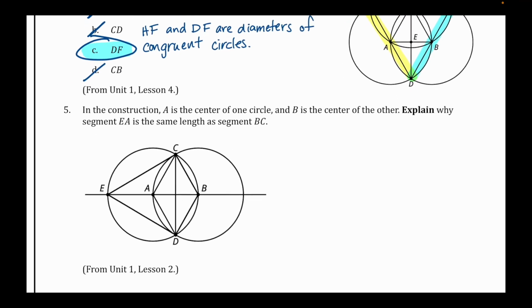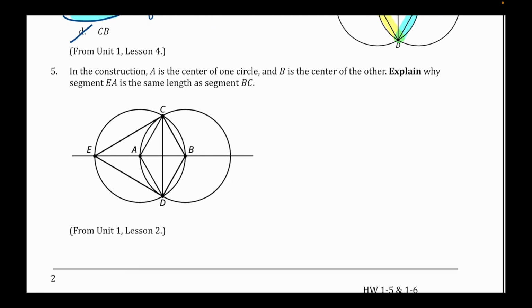If we move on to question 5, we have a construction where A is the center of one circle and B is the center of the other. So their question for us is to explain why EA, right here, is the same length as BC, which is right here. So why are these two equal?